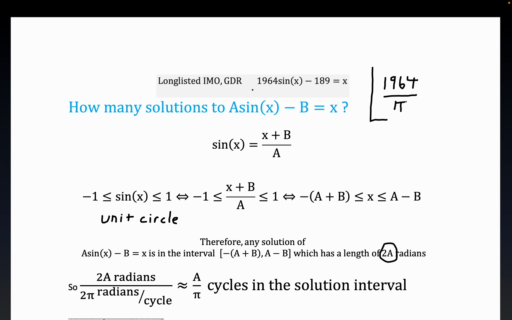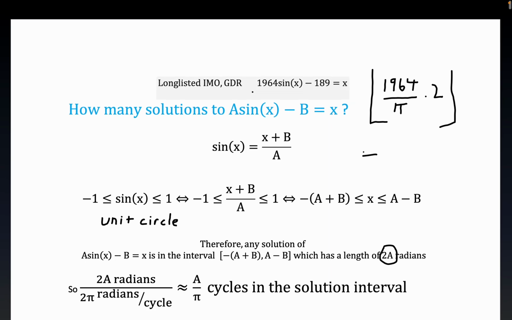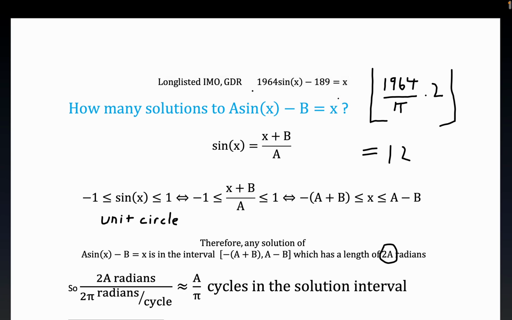1964 times 2. Okay, and we're doing the floor of this. And I believe I got 1250 on that. But anyway, that's whatever. I'm pretty sure that's correct. 1250. So there's 1,250 solutions to this long listed IMO problem. Way back in 1964, I believe, is why they put the 1964 there.